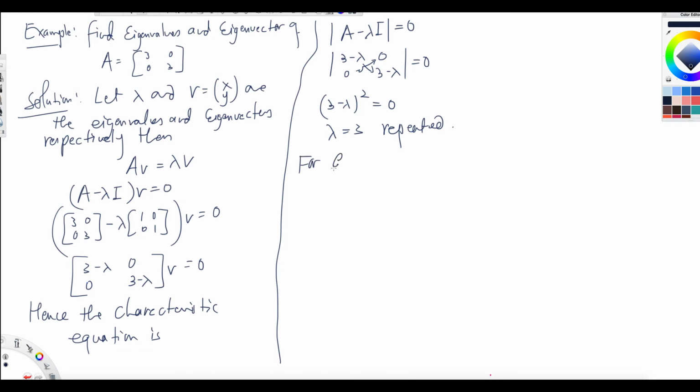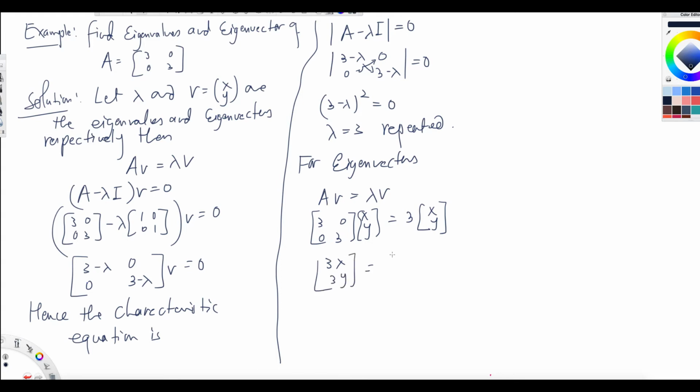For eigenvectors, what do you do? We do Av equals lambda v. That is, A is 3 0 0 3, and then you get (x, y), that is the v vector, equals 3 times (x, y). Now simplify that. 3 times x is 3x, 0 times y is just 0. So 3x, and this is 0 times x plus 3 times y, 3y, equals 3x, 3y.